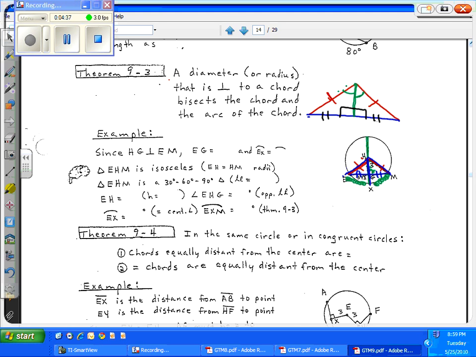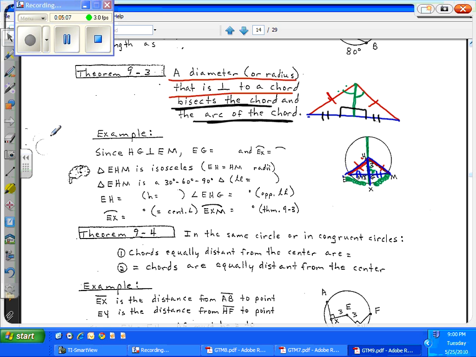So if a diameter or radius is perpendicular to a chord, then it bisects the chord and the arc of the chord. If a radius or diameter is perpendicular to a chord, then it bisects the chord and the arc of the chord, and that is based on the isosceles triangle theorem. Okay?